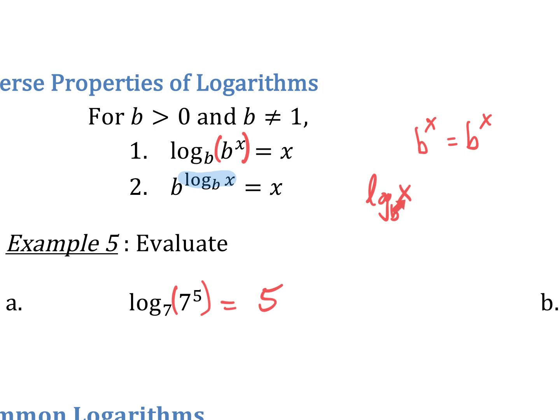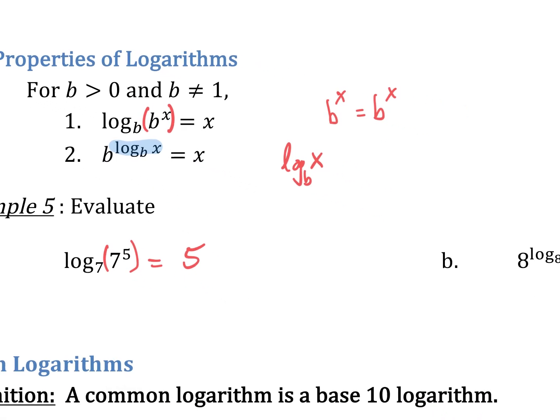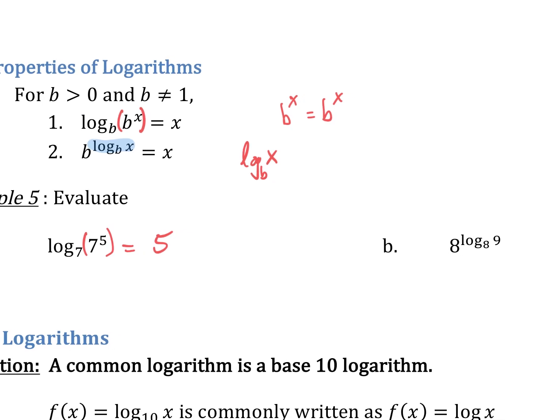All right. Well, let's take that mystery number and let's put it on b. Well, what do you get? You get x. All right. So let's put that into some numbers here.